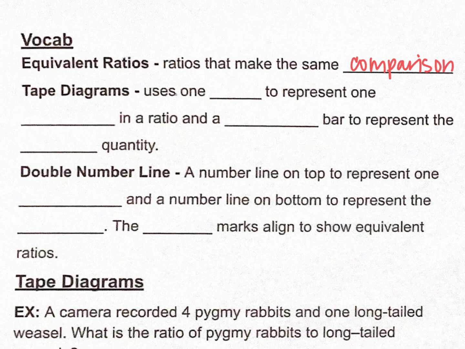Tape diagrams. Now, a tape diagram is a model, and it's one thing you can use to show equivalent ratios. A tape diagram uses one bar, and you're going to see what this looks like in a second, to represent one quantity in a ratio. And it uses a second bar to represent the other quantity.